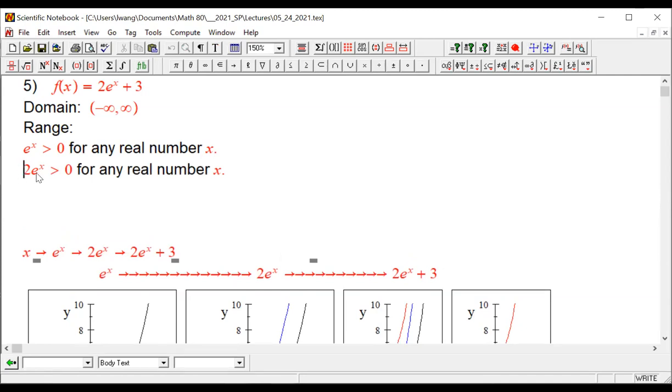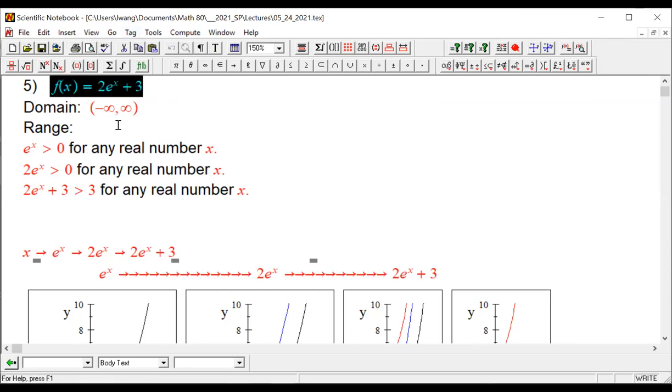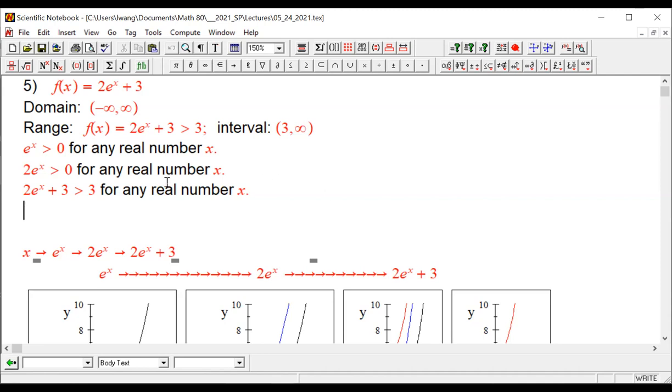And if we add 3 on both sides, that's going to be larger than 3. That tells us the range. So the range is larger than 3. If you like interval notation, that interval is going to be from 3 to positive infinity. Okay, so that's domain and range.